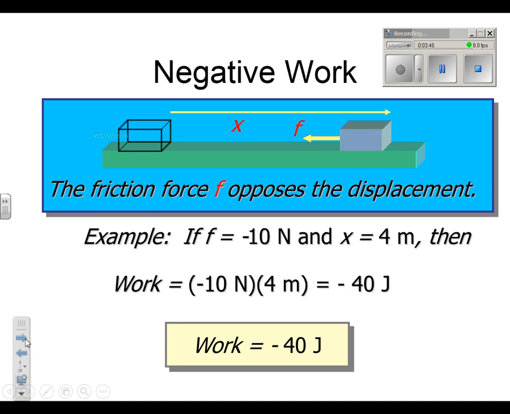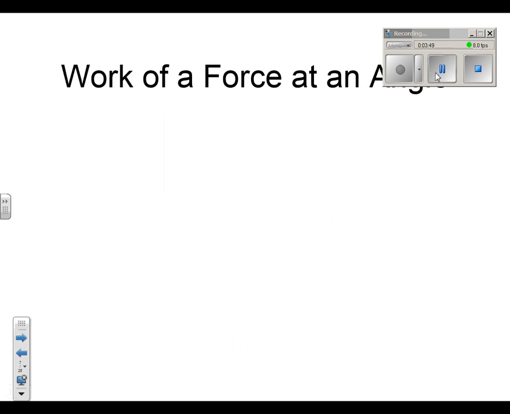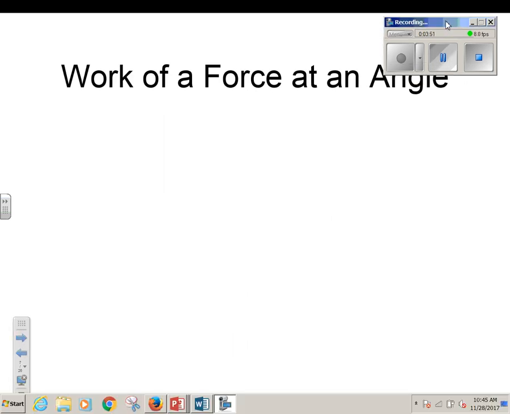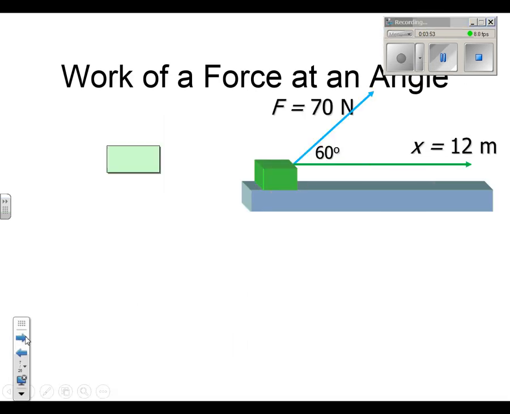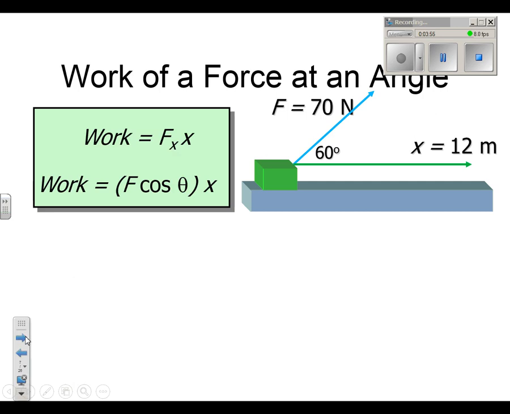If they're in opposite directions, then it is negative work. And then we can talk about it when it's at an angle. When it's at an angle, our displacement vector is on the horizontal, but our force vector is actually at an angle. So we'll have to take a component of that force, and only the component that is on the horizontal plane will contribute to the work.